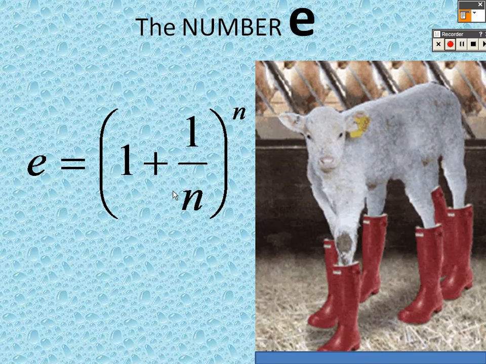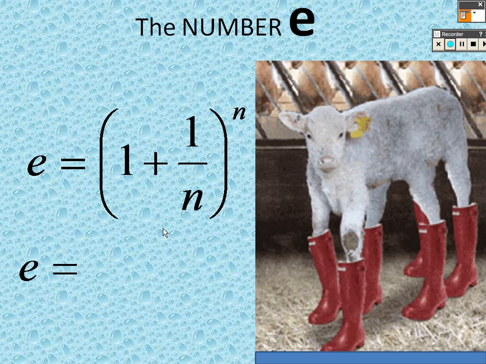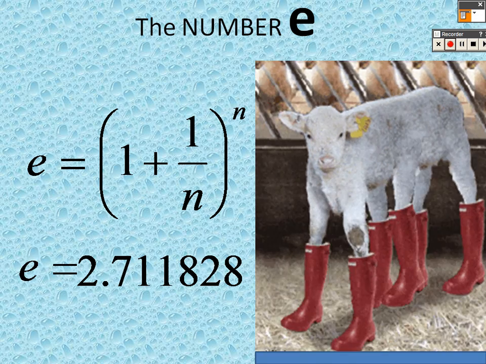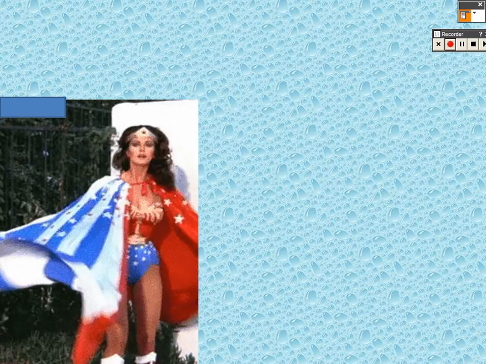Whatever number you put in for n, it's going to basically be the same thing every time. That's approximately 2.711828 is approximately what it is.